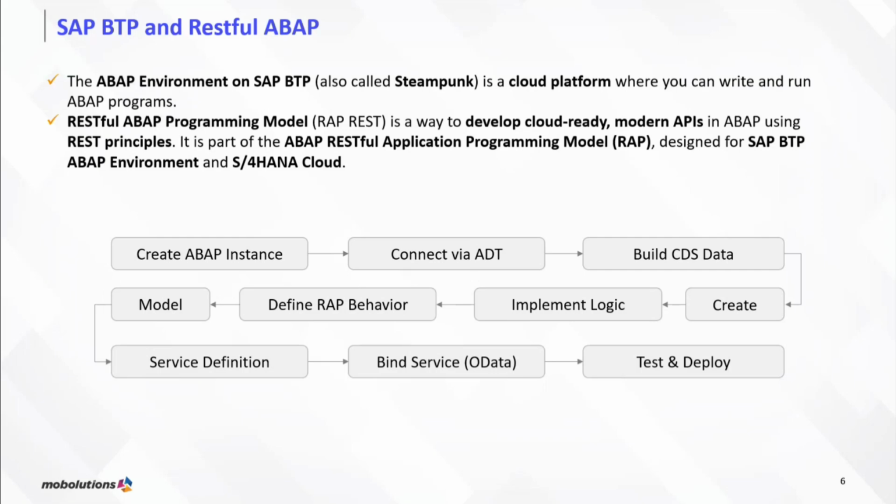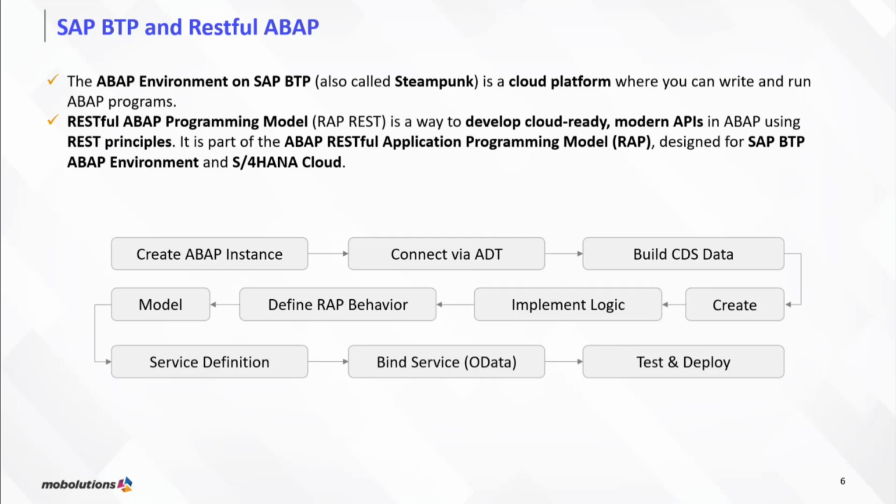Within BTP, we have the RESTful ABAP programming model, or RAP. RAP allows us to design modern business applications with Fiori UIs, APIs, and event-driven services, all in a structured, scalable, and upgrade-stable way. Think about it. We can take our traditional ABAP skills and turn them into cloud-native, future-ready solutions. RAP enforces best practices and limits unsafe operations, making sure our custom extensions are both safe and maintainable.